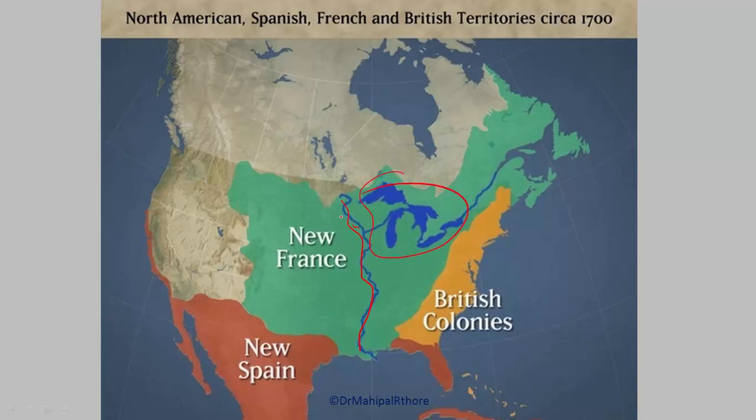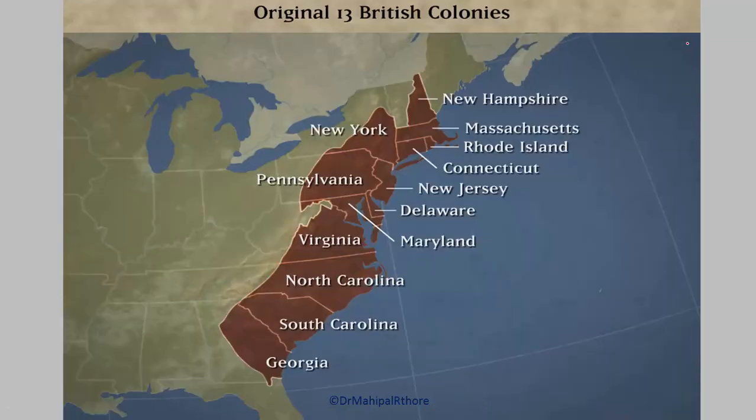And these are the Great Lakes. So you can see this is the rough distribution of territories around 1700. Bear this map in mind because it will come to our use later when the territories change.